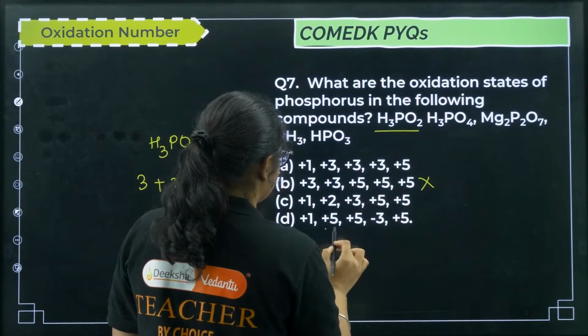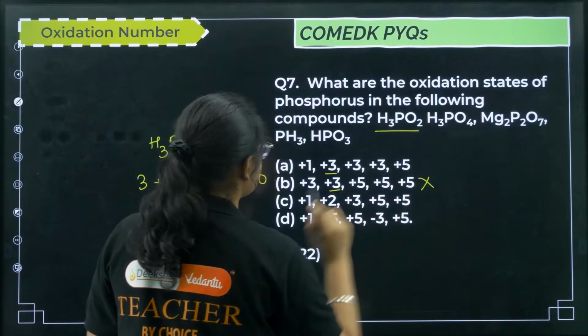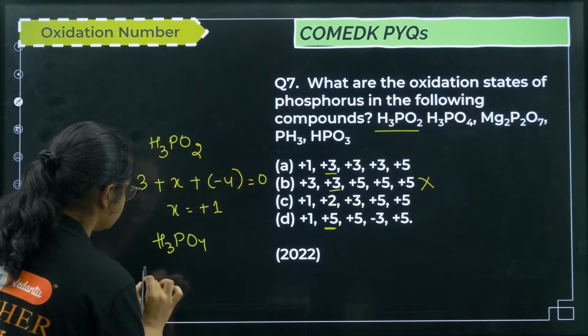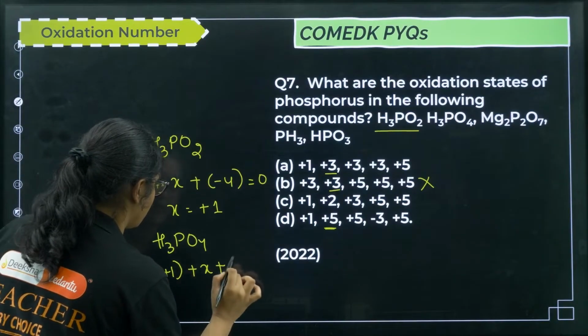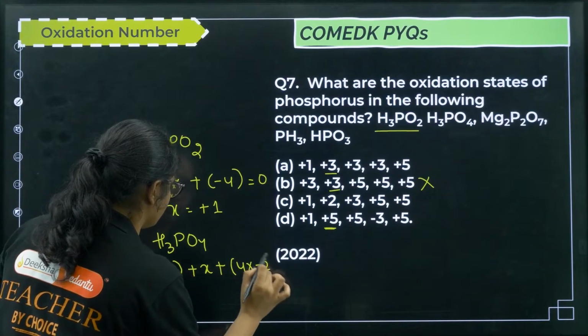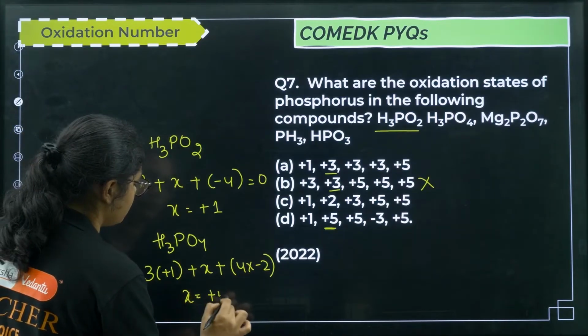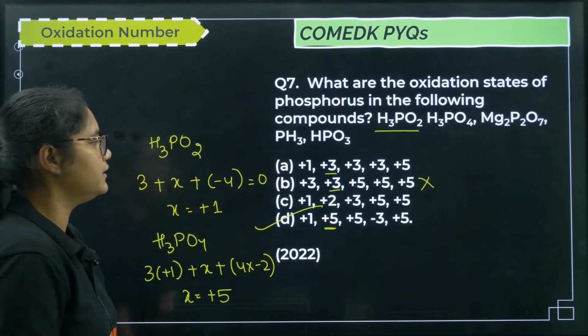Next, if I see here, we can see the difference. So if I just calculate this one, I will be able to find the answer for H3PO4. Okay, so this is 3 into plus 1, then plus x, then I have 4 into minus 2. So if you see minus 8 plus 3 is minus 5, so x is equal to plus 5. Okay, the correct answer for this question will be option number D.